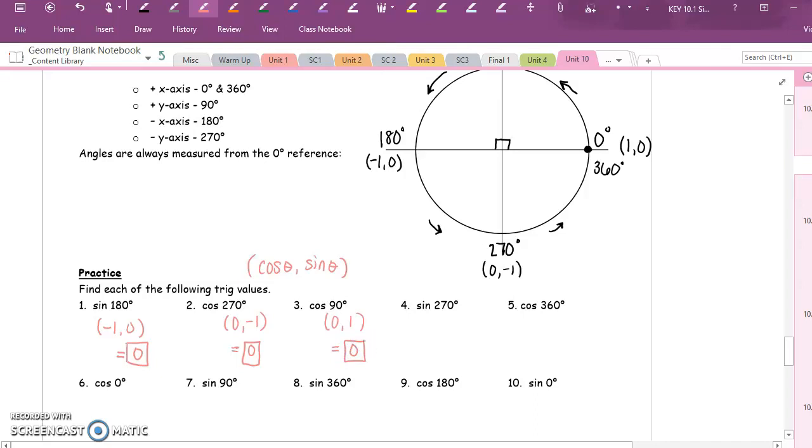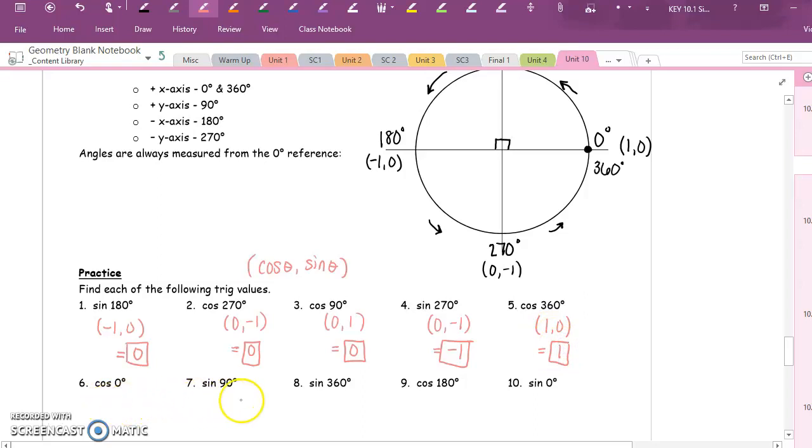Sine of 270 degrees. 270 degrees is right here. So I'm going to write down my ordered pair, 0, -1. Sine is second. So therefore my answer is -1. Next one, we have cosine of 360 degrees. So I'm going to write down my ordered pair, 1, 0, and therefore my answer is equal to 1.